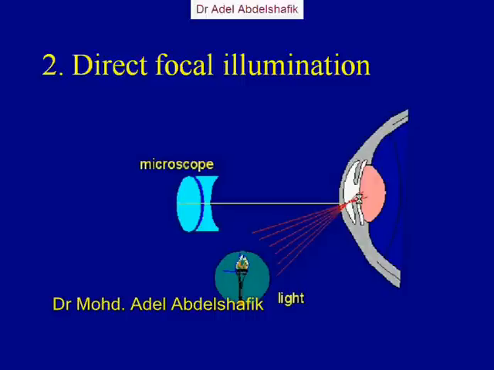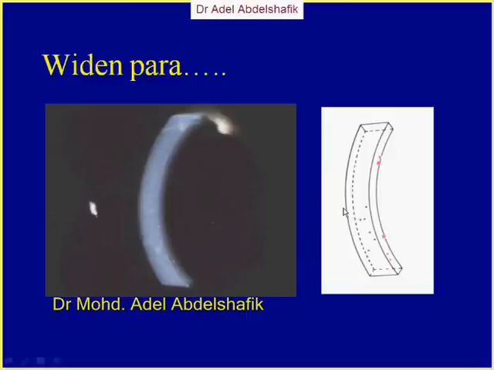Now, after having diffused light with low magnification, we start to use a direct focal illumination. We narrow the light source to focus on a certain point. This is a widely open section of the light. As you can see here in this part, this is the anterior surface of the cornea, and this is a section in the cornea. So this is the epithelial side and this is the endothelial side.